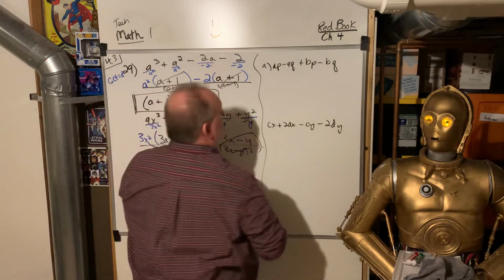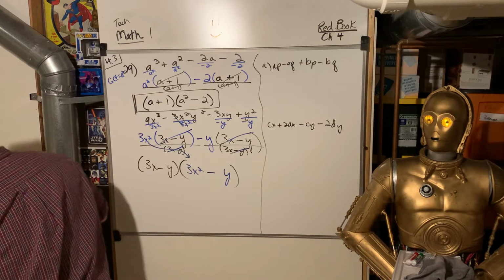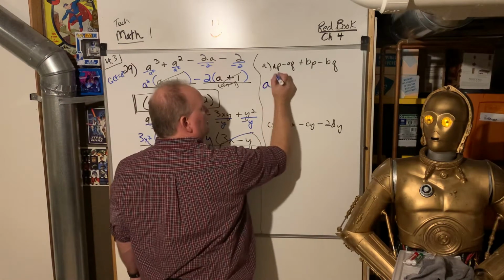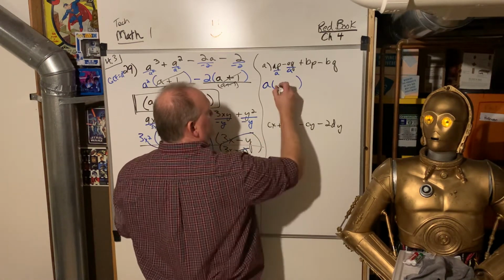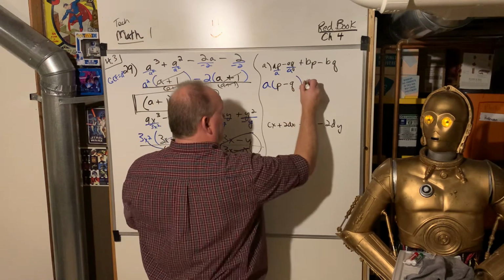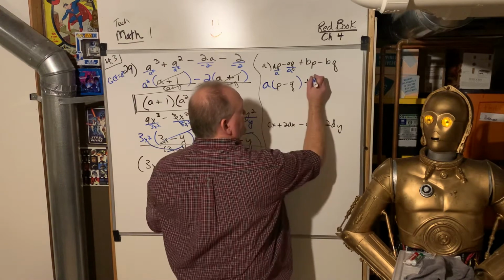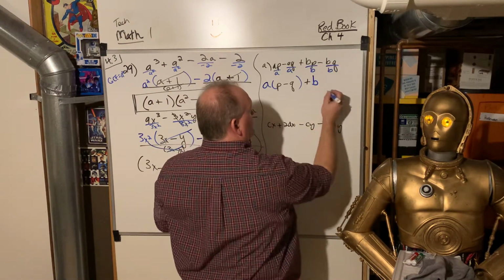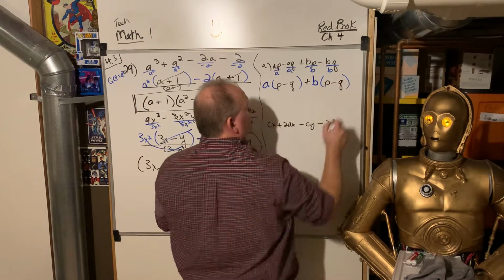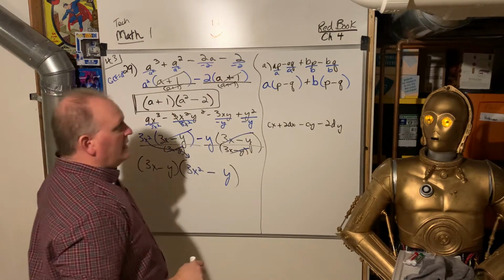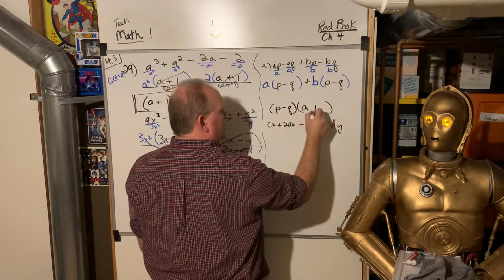All right, so what can we factor out of both of those? That would be an A, I think. I got pretty sloppy there. A comes out, divide that by A, divide that by A, and we're left with P minus Q plus, and now out of those two, we factor a B out, and so we're left with a P minus Q. And now we can factor out the P minus Q, and we're left with a plus b.